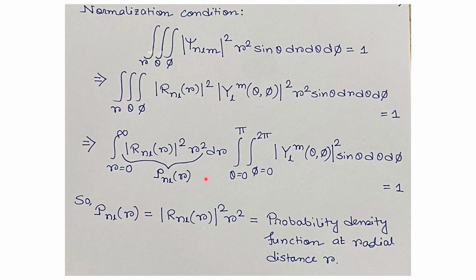Now we'll concentrate on this radial part only. Here this term, |R_nl|² r², is denoted by P_nl(r). So this P_nl(r), which is |R_nl|² and r², is known as the probability density function at radial distance r. We will see why it is important in our case in the next slide.